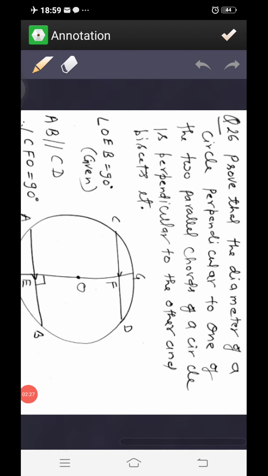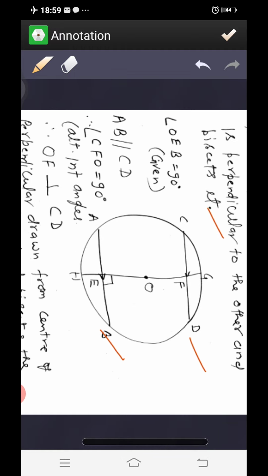Let us take question number 26. Prove that the diameter of a circle perpendicular to one of the two parallel chords of a circle is perpendicular to the other and bisects it. It means two parallel chords are given. AB and CD are parallel chords. This diameter GH is perpendicular to one of the chords. It is given here that it is perpendicular to one of the chords.